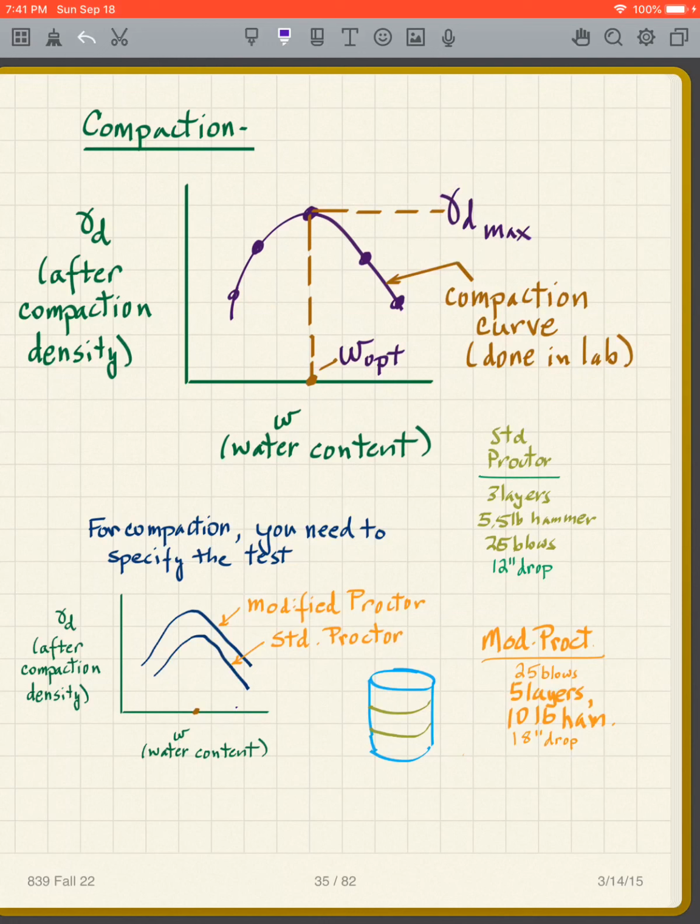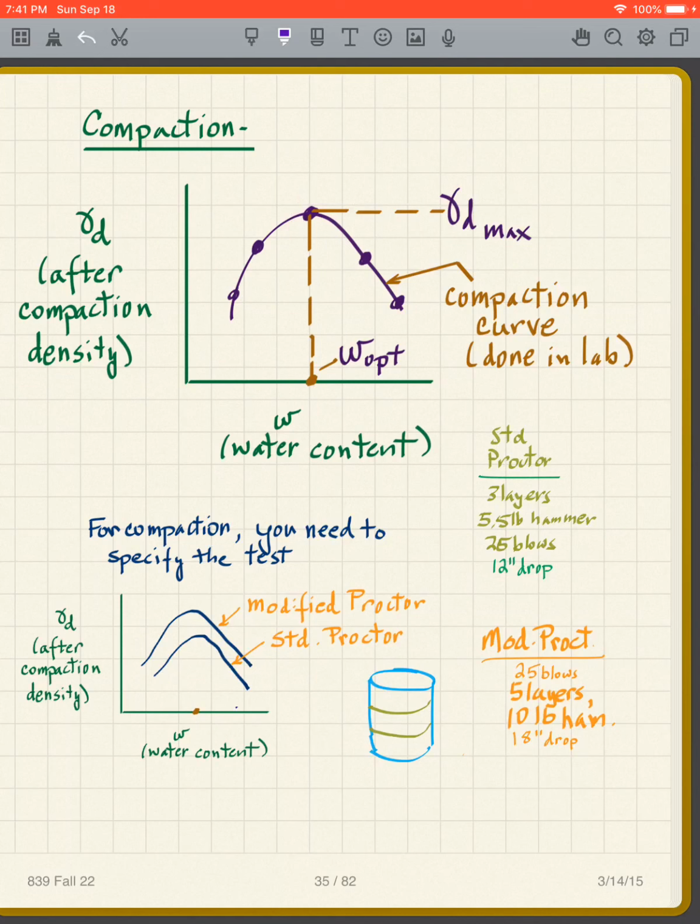In other words, I learn one of the main things: what water content should I have this soil at such that I can easily get a high density out of it. That's what I want, so that when this is done in the field, we can get a good density out of it pretty easily.